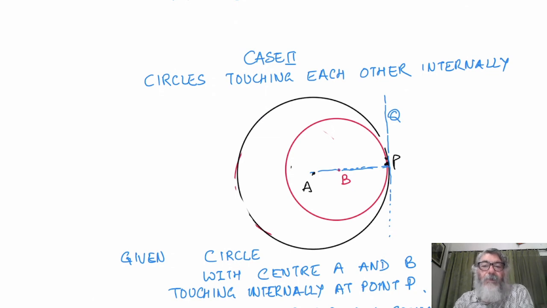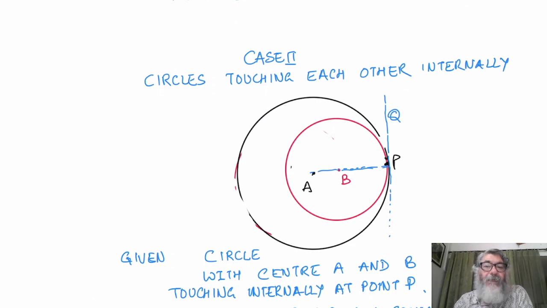So what happens is A is the center of the bigger circle, B is the center of the smaller circle. A is the center of the black circle, B is the center of the red circle. PQ is a common tangent. So I would say that angle APQ will be 90 degree. Again the same reason, radius and tangent are perpendicular to each other. Then we will say BPQ is also 90 degree.